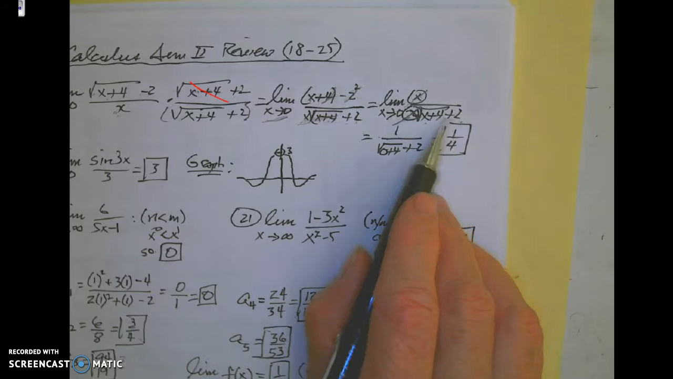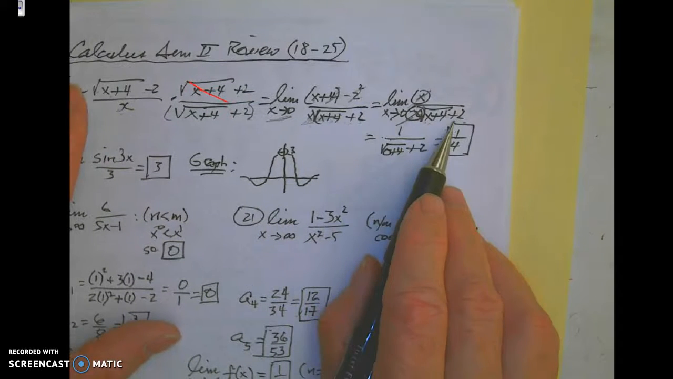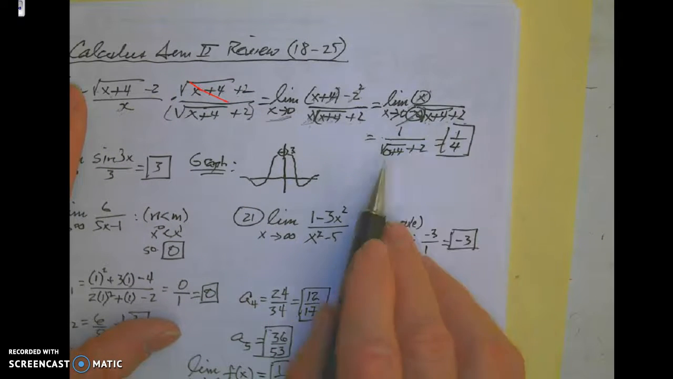Now, if I'm left with just this, I can either substitute, as I said, or now might be the time to substitute. I put in 0, and when I do, I get 0 plus 4. The square root of 4 is 2.